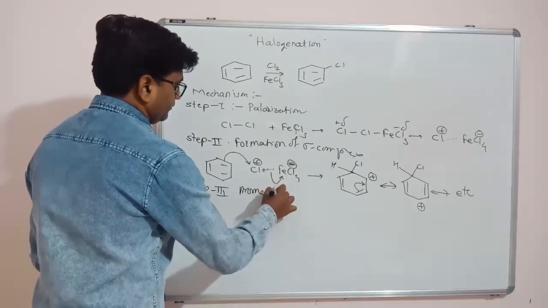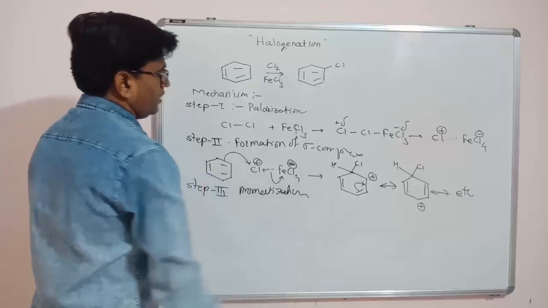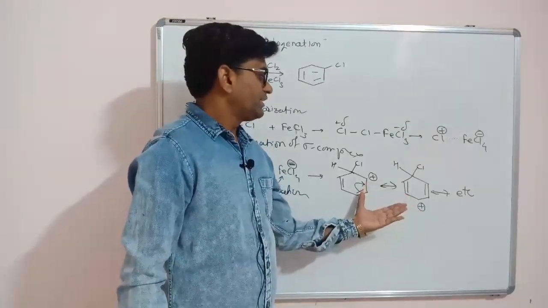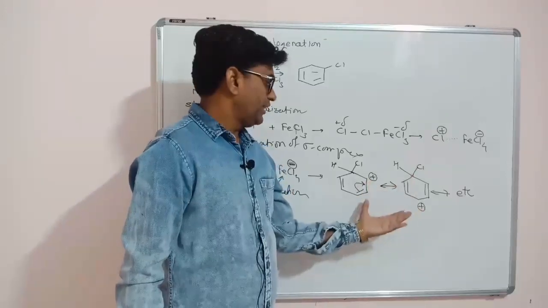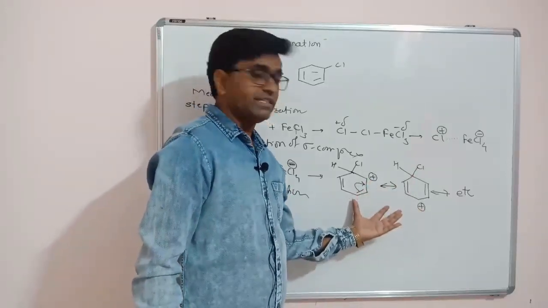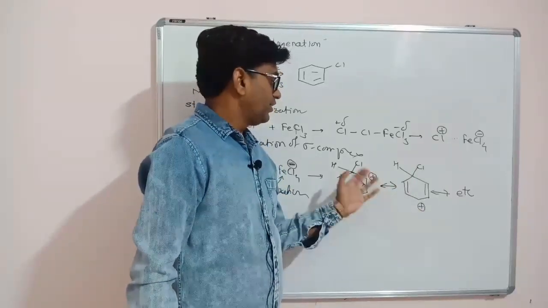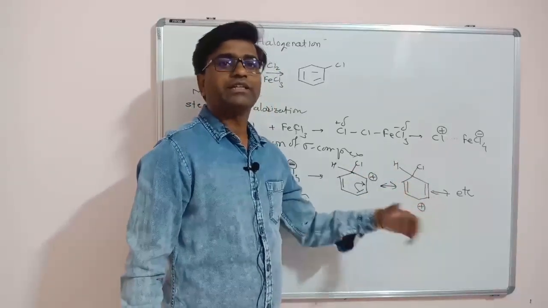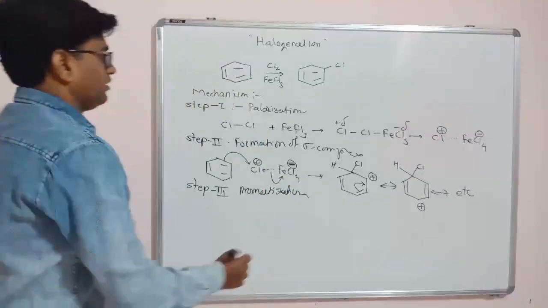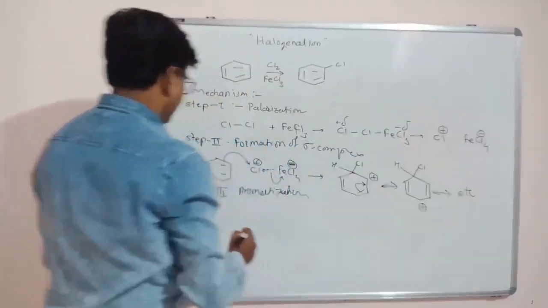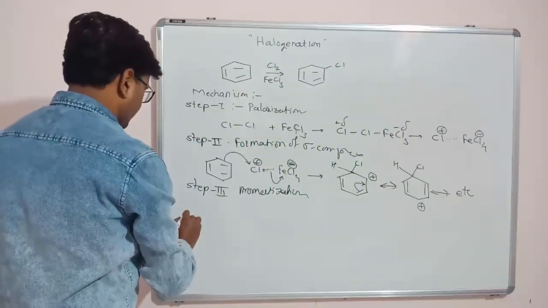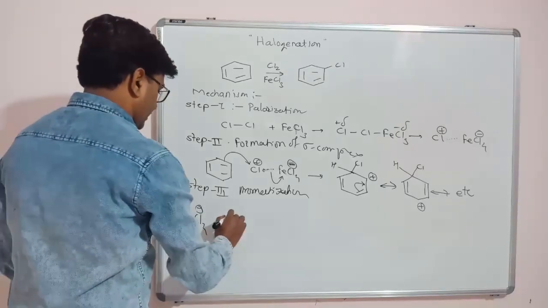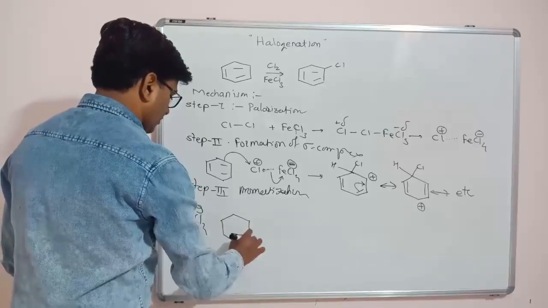So as we know, this is non-aromatic, so compared to aromatic compounds it is less stable. So it has a tendency to lose this proton and become aromatic. Aromatic character gives more stability. For that purpose, we have a conjugate base, that is FeCl4 minus, and this is our sigma complex.